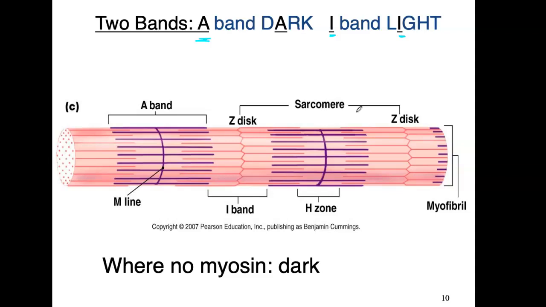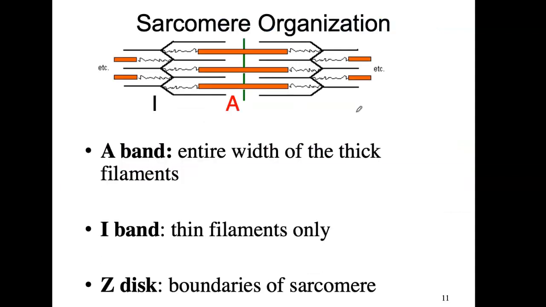The only other one I want you to remember is, I think that's it. So written out there for you, you have the A band, the entire width of the thick filament, the I band, which is the thin filament only, and the Z disc, which is going to tell you the beginning and the end of one particular sarcomere.